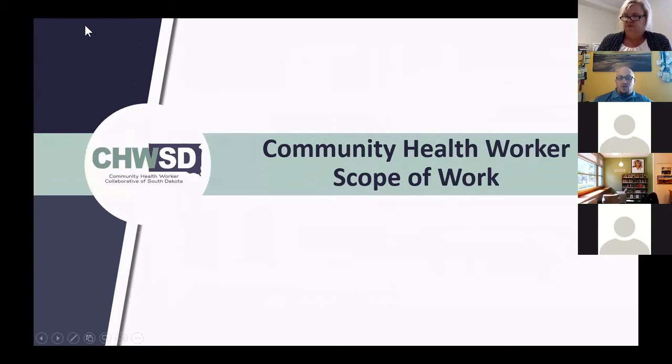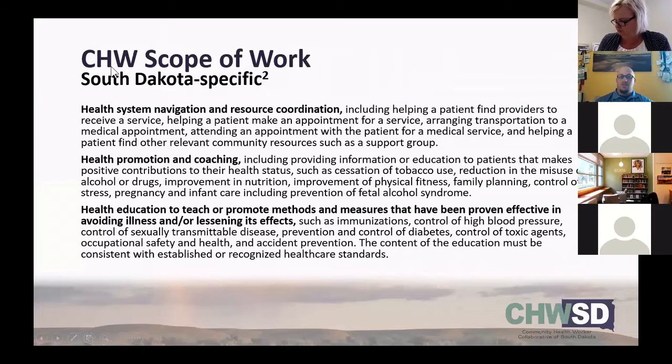So next we want to look at the community health worker scope of work. And this is a specific scope of work to South Dakota, and it was initially identified collaboratively between the Department of Health and the Department of Social Services back in 2016. And so the scope of work of a community health worker in South Dakota is broken down into three main areas. The first is health system navigation and resource coordination. The second is health promotion and coaching. And the third is health education to teach and promote methods and measures that have been proven effective in avoiding illness and/or lessening its effects.